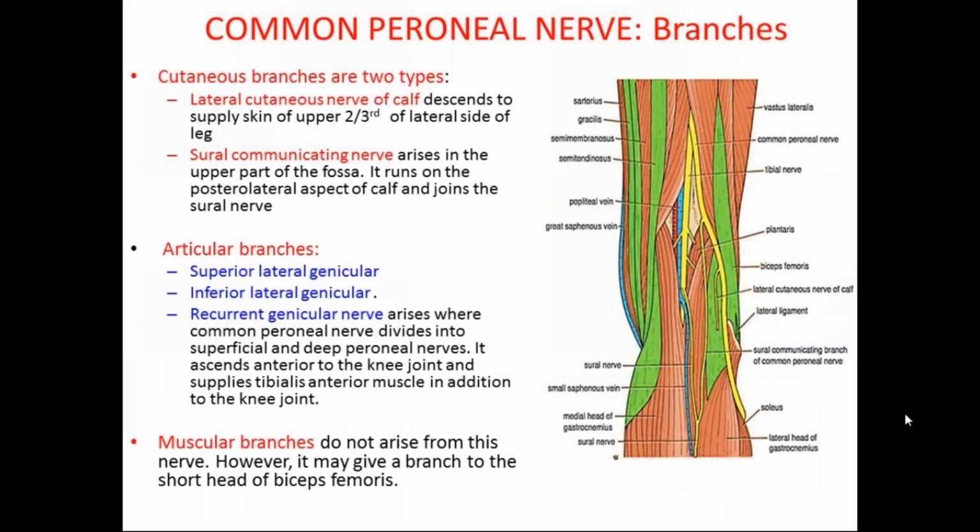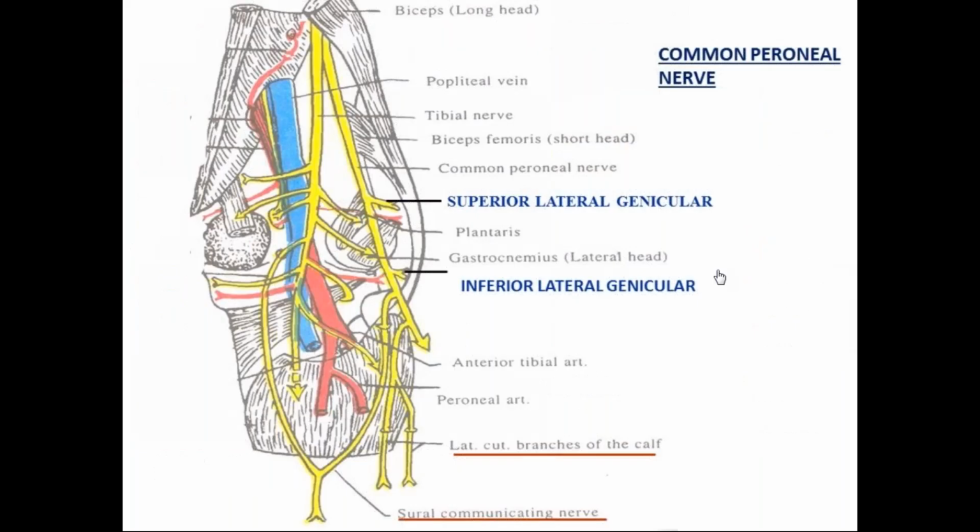Now, the branches of common peroneal nerve. They are the cutaneous branches, the articular branch, and the muscular branches. The muscular branches do not arise from this nerve. However, it may give a branch to the short head of biceps femoris. The cutaneous branches are two, that is the lateral cutaneous nerve of calf, which descends to supply the skin of upper two-thirds of lateral side of leg. The second is the peroneal communicating or the sural communicating nerve, which arises in the upper part of popliteal fossa. It runs on the posterolateral aspect of calf and joins the sural nerve.